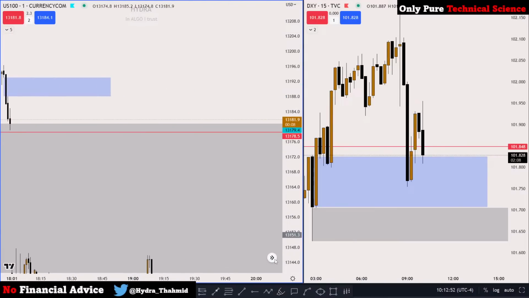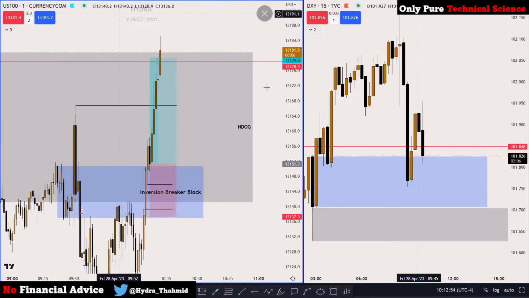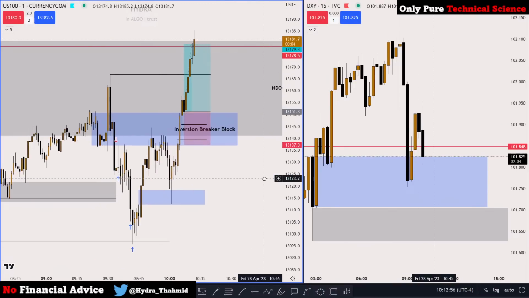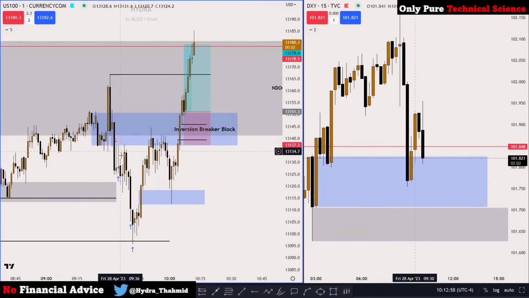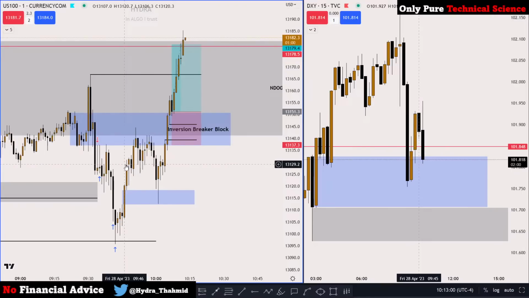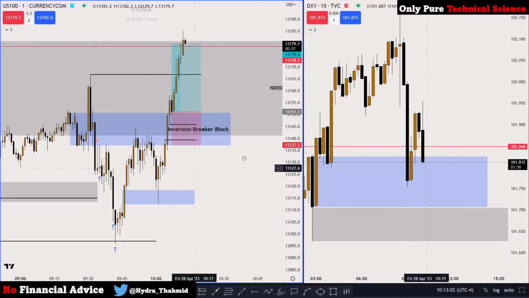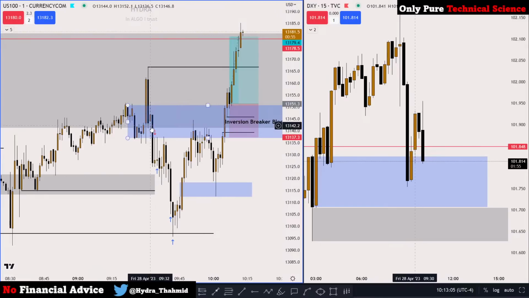So the model that I shared with you, the inversion breaker block, I shared the breaker block model with you. The way I shared it to you, literally no one other than my mentor shared it like this with you, and no one trades like this other than me. Price closes the candle body below the breaker block, then you enter the second candle.